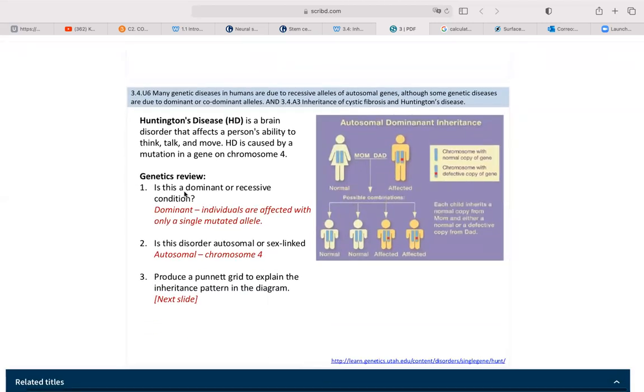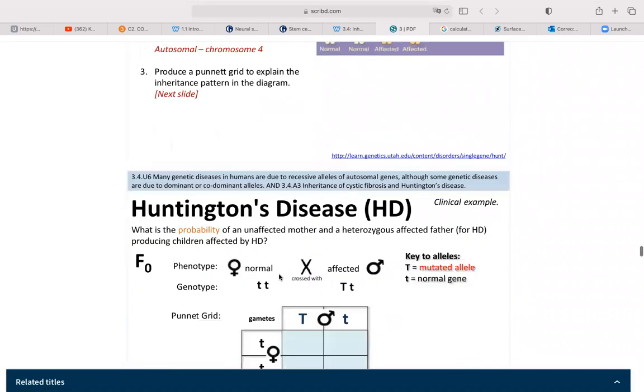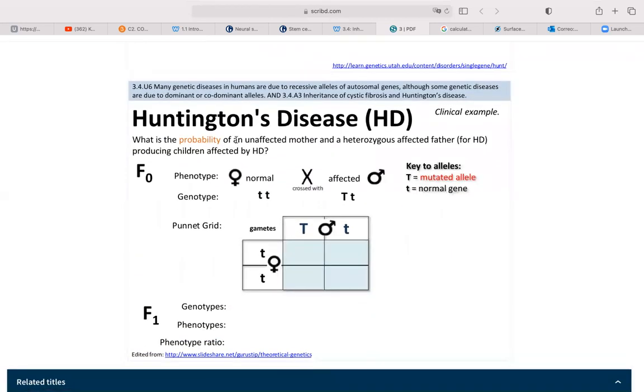Okay, so let's answer this. Is it a dominant or recessive condition? Dominant. Individuals are affected with only a single mutated allele. Is this disorder autosomal or sex-linked? Autosomal, because as I told you, it's on chromosome number 4. Okay, the Punnett grid is in the following slide. So we have Huntington's disease and the Punnett grid.